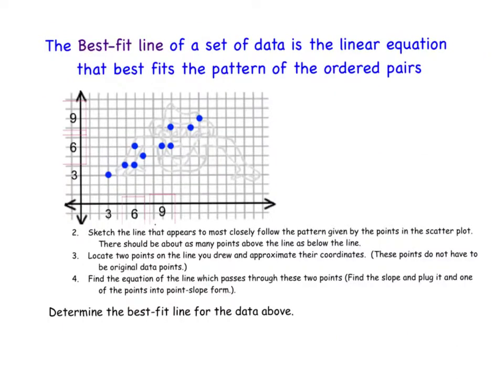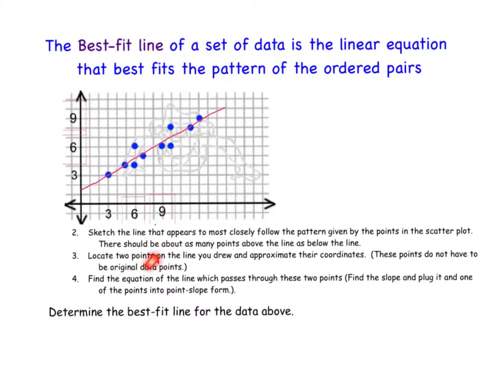We can then use the scatter plot to draw a line of best fit. The line of best fit or best fit line of the set of data is just the linear equation that best fits the pattern of the ordered pairs. When you're drawing your best fit line, you're trying to get a line that best represents the data. So you're trying to find a line that has about the same number of data points above as below.